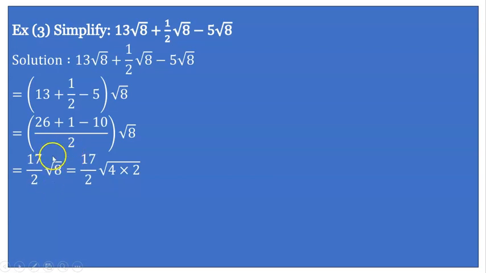Now the next, 17 upon 2 into root 8. Again, this root 8 can be written as root of 4 into 2. The root of 4 is 2. Therefore, 17 upon 2 into 2 and here into root 2. Again, simplification: this 2 will get cancelled, and then you will get 17 root 2.